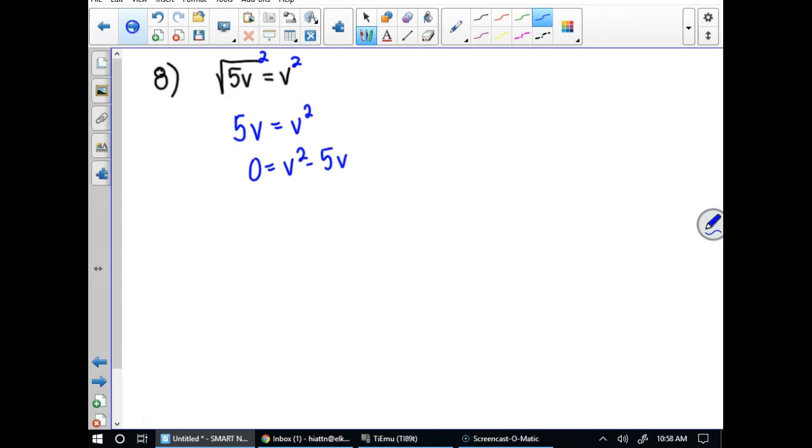How do we solve that? It's only got two letters and two terms. What is it? I heard it. GCF on this one. So when we are missing that last term, we're going to do a greatest common factor. For this one, what is that GCF, Jaden? V. So we'll have v times v minus 5. So v equals 0, and v minus 5 equals 0, so we get v equals 5.